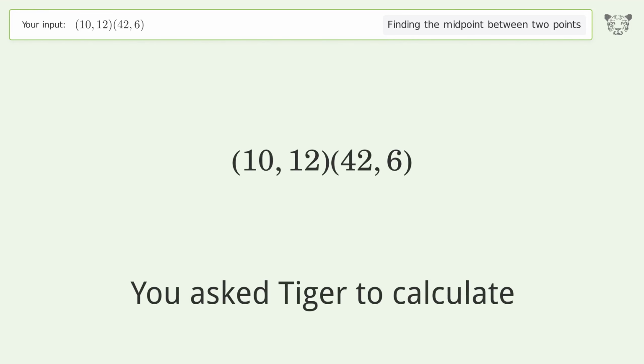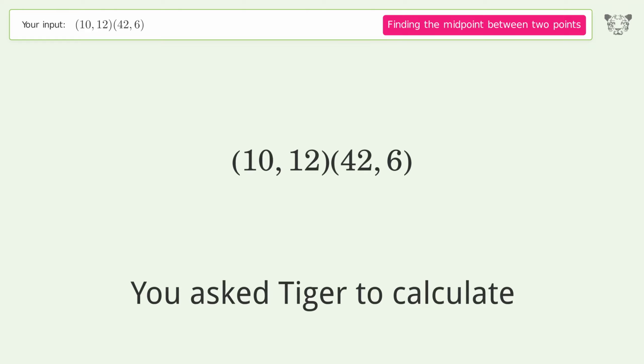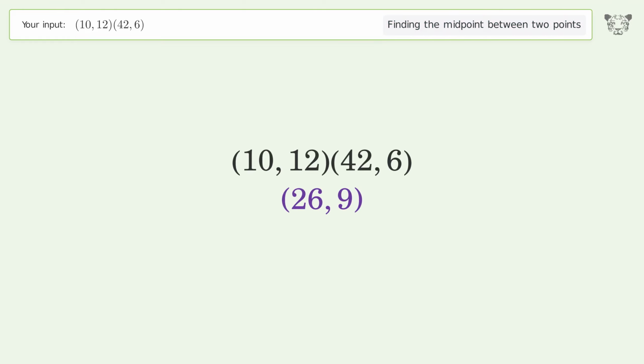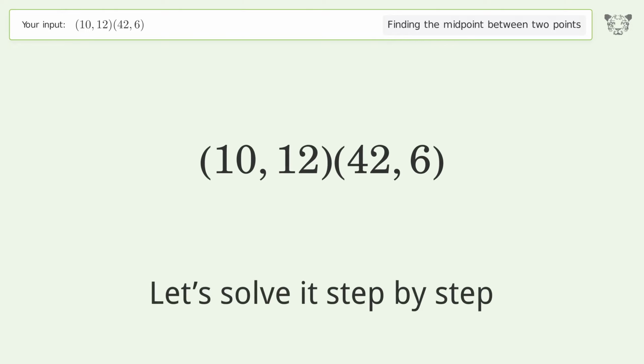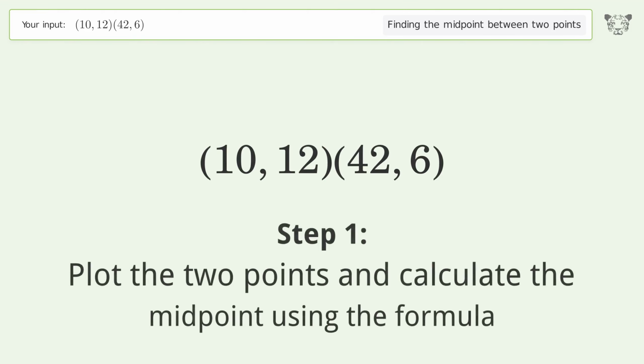You ask Tiger to calculate. This deals with finding the midpoint between 2 points. The midpoint between the 2 points is 26,9. Let's solve it step by step. Plot the 2 points and calculate the midpoint using the formula.